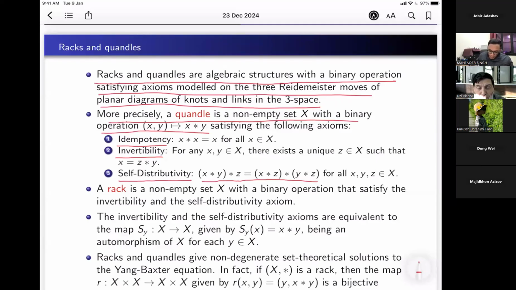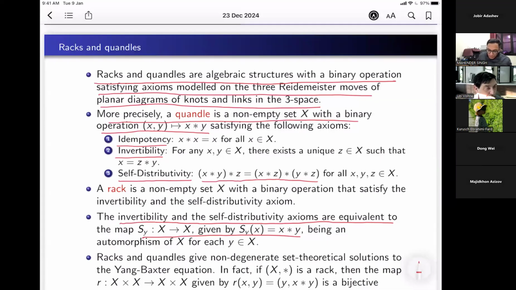So let us observe some properties that come out of these definitions first. The second and third axioms, invertibility and self-distributivity, are equivalent to the existence of a map S_Y from X to X, which is just right multiplication by Y, S_Y(X) equal to X star Y, being an automorphism. Because if you look at the third axiom, it says that right multiplication by Z distributes, so it's a morphism with respect to this binary operation. And the second property simply says that it's a bijection. In addition, if you have idempotency, it says that S_Y of Y is just Y. It fixes the point. It's a point symmetry.